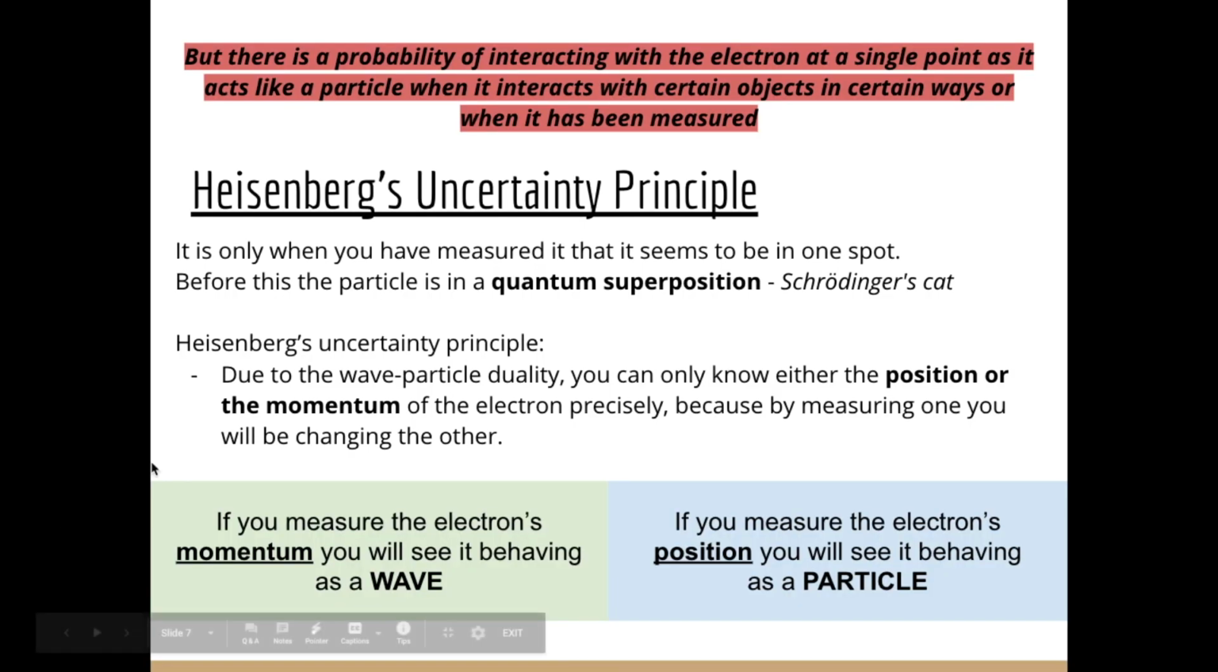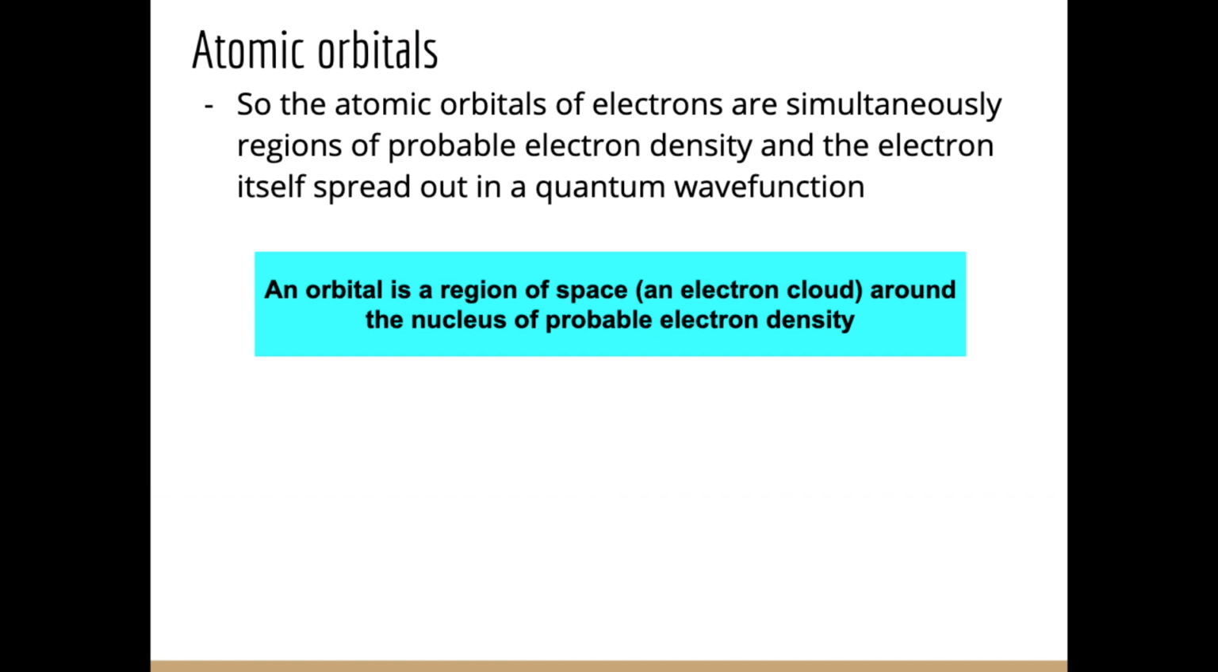So, Heisenberg's uncertainty principle. Bearing all that in mind, the atomic orbitals of an electron are simultaneously regions of probable electron density, where there's a high probability the electron will be in any given space of that region at any given time, whilst also simultaneously the orbitals of the electron itself spread out, smearing the electron charge across this region in a quantum wave function. Wave-particle duality. But as I said before, for our intents and purposes in these courses, we're going to understand the orbital as a region of space around the nucleus of probable electron density.